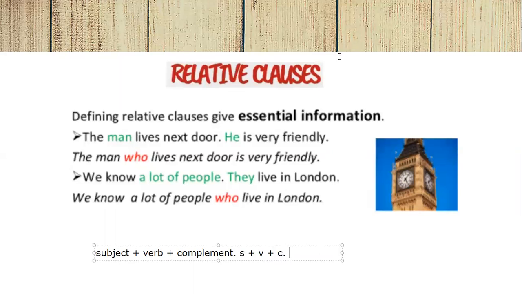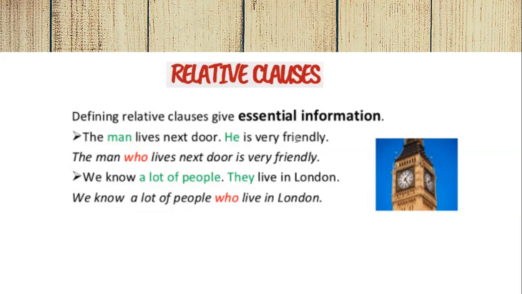So what I want to say is that it may be very repetitive. For example, the man lives next door, period. Subject, verb, complement, period. He is very friendly, period. Subject, verb, complement. So we sound like robots. The man lives next door, period. He is very friendly, period. He is a great person, period. It's not like in Spanish, where we can omit the subject. We can say, él vive a la par y es amigable. No, in English, we need to mention the subject, verb, complement.